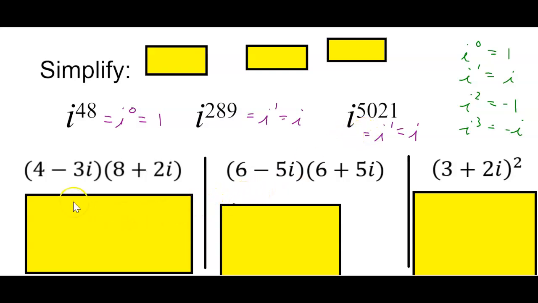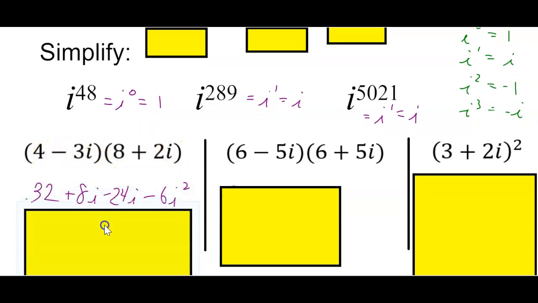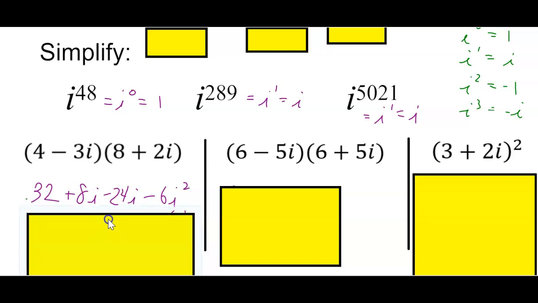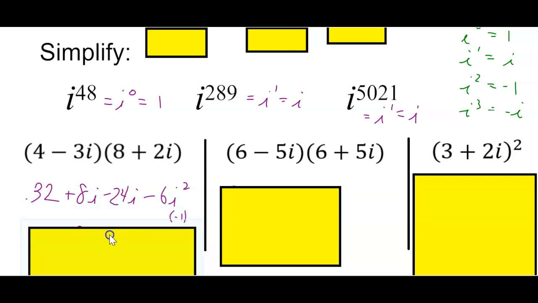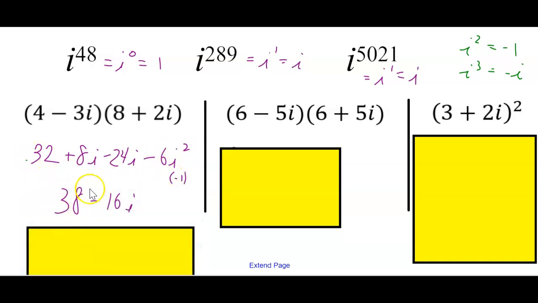All right, so this part here, what we should have done was use the distributive property, multiply through by FOIL, so we end up with 32 plus 8i minus 24i minus 6i squared. If we have an i squared, we replace it with negative 1, and at that point we have a plus 6 on the end, so that will combine with the 32. It should be written first, so if we have a non-complex part, that should go first. 38 minus 16i is our result.